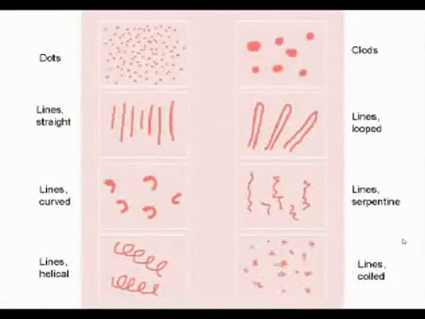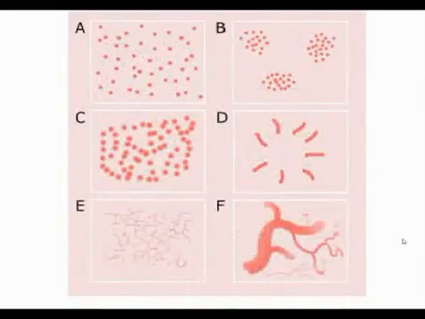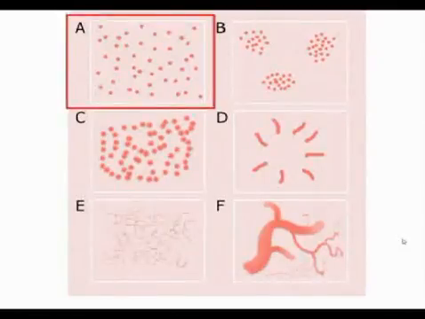Vascular Patterns Part 2. We have talked about vessel morphology, but now we have to talk about vessel arrangement. No matter if the vessels appear as dots, clots, or lines, they may be arranged in different ways. The most common arrangement is no specific arrangement at all. We call this a random arrangement.